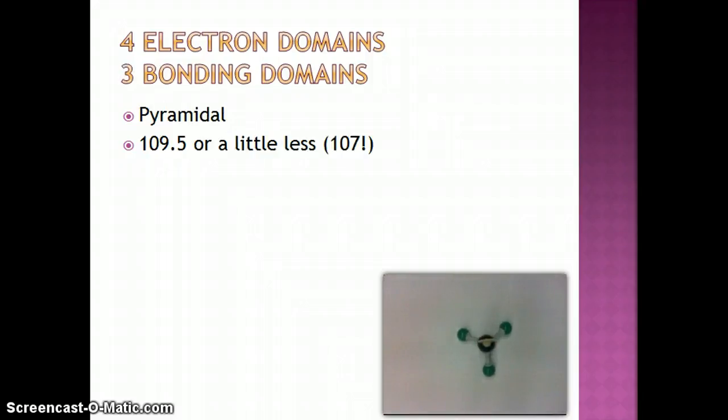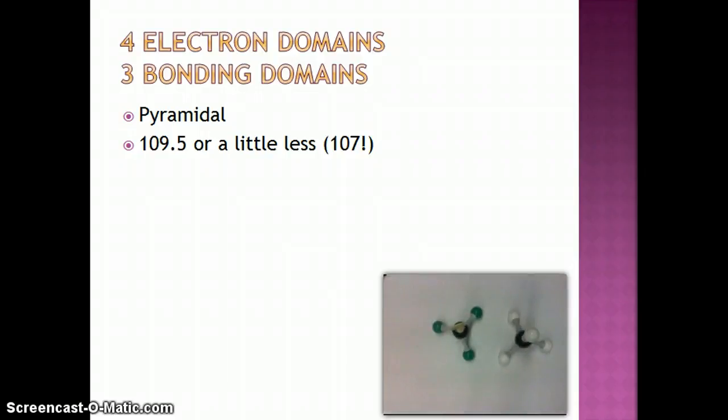Okay, so now if we get rid of one of the bonding domains, we go down to 4 electron domains and 3 bonding domains. You guys out there try to say electron domains and bonding domains for as long as I have and keep them straight. I defy you. Anyways, this is 4 electron domains and 3 bonding domains. I have shown the electrons that aren't bonding with that little paddle looking thing, okay? But notice when I do this, it looks like a pyramid. So we call it pyramidal.